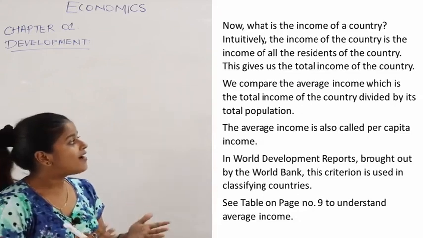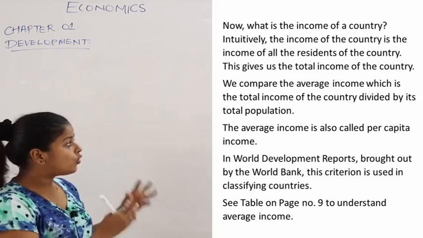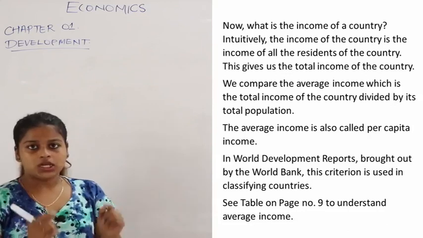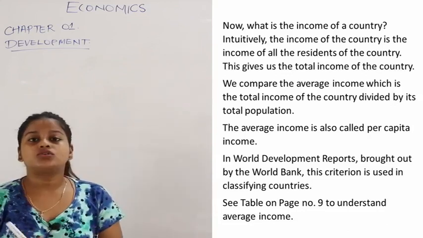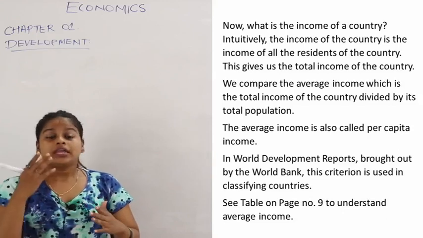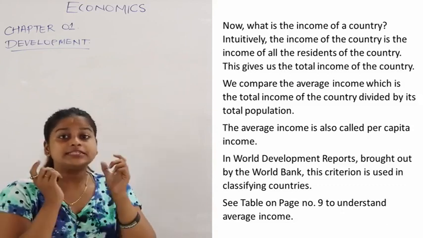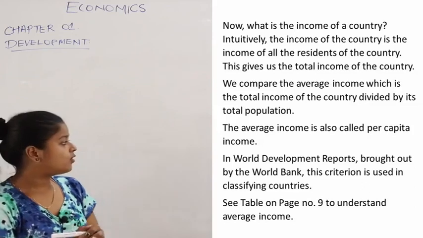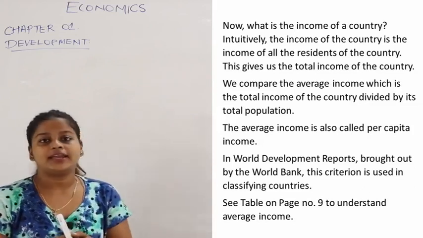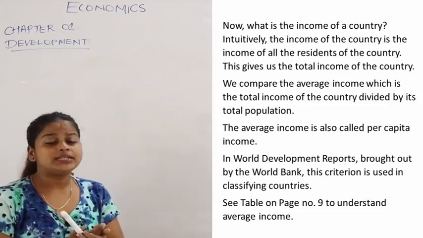Now we compare the average income, which is the total income of the country divided by its total population. That is how we get the average income of an individual. The average income is also called per capita income. These are a few terms that you have to remember when studying economics, and even apart from economics, in your daily life. Now, in the World Development Reports brought out by the World Bank, this criterion, per capita income, is used in classifying countries, and how the calculation is done is considered.